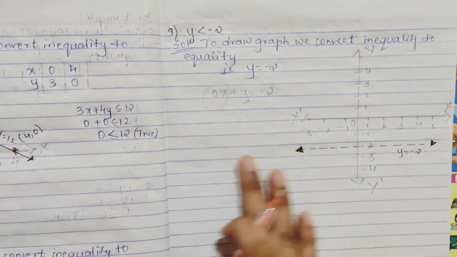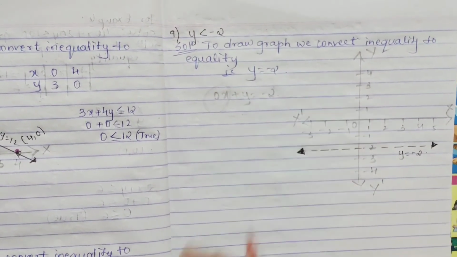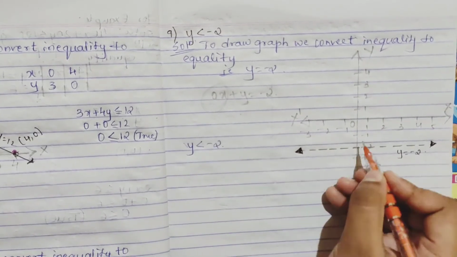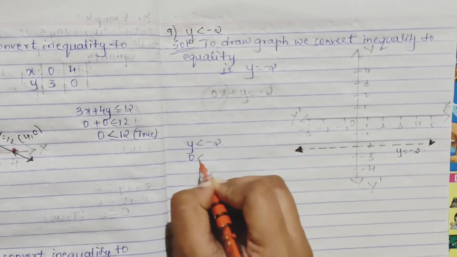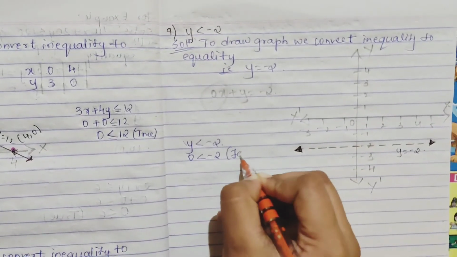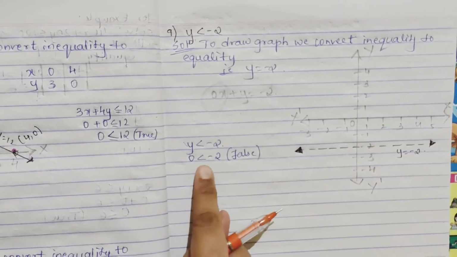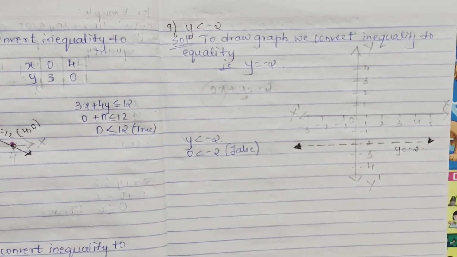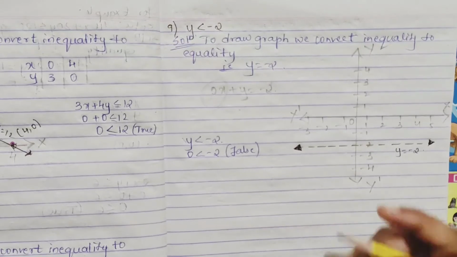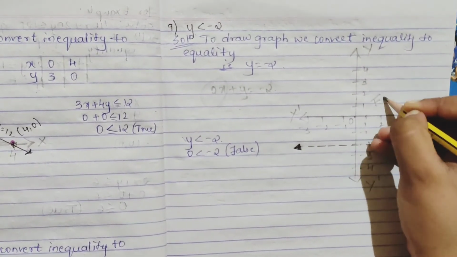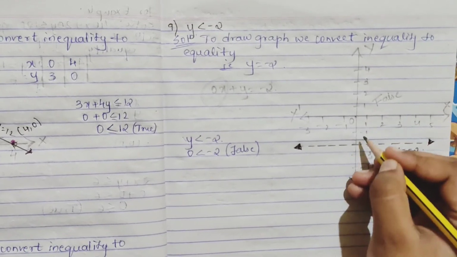so we'll consider, obviously, we can find the shaded portion. Y is less than minus 2. So we take the origin, that is 0, less than minus 2. Is it true? 0 is less than minus 2? It's false, right? Because 0 is greater than minus 2, not less than minus 2. So it is false. Now you see, where it was 0, 0, it was this part, so this part is false.